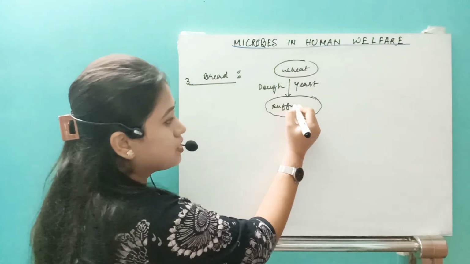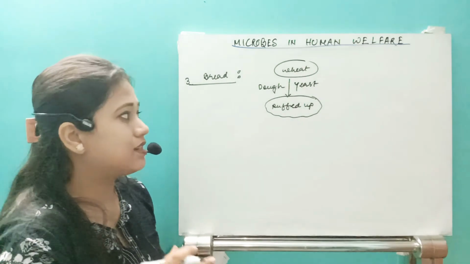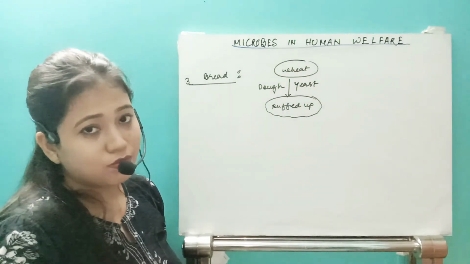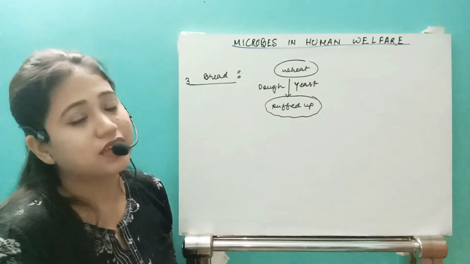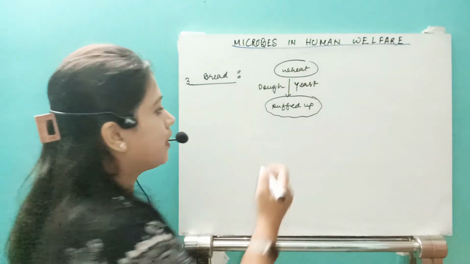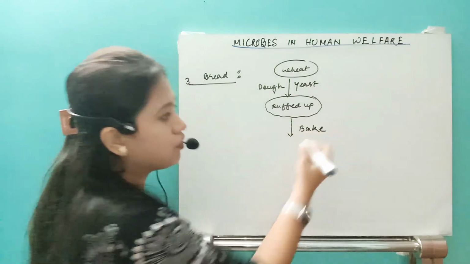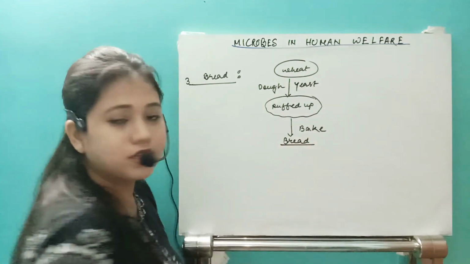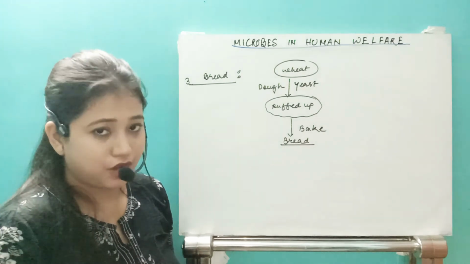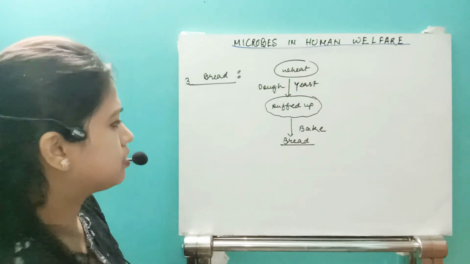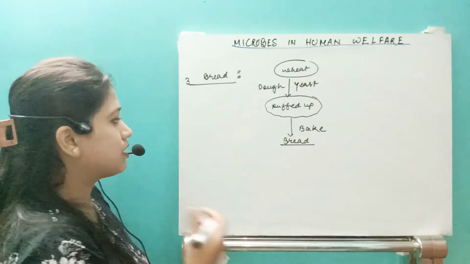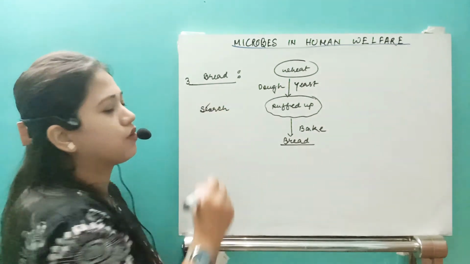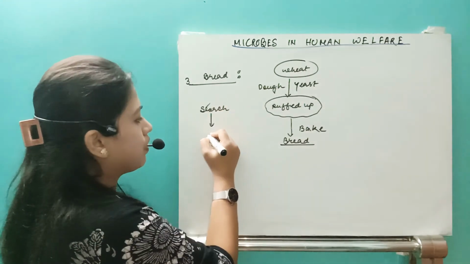Why does it become puffed up? The reason is that this yeast undergoes anaerobic respiration, and because of that it produces ethyl alcohol and carbon dioxide. Whenever you bake this dough, you will get the bread. So how does this happen? It is very important that we know what wheat is. It is a very good source of starch, which means it has carbohydrate. Carbohydrate means it has glucose.